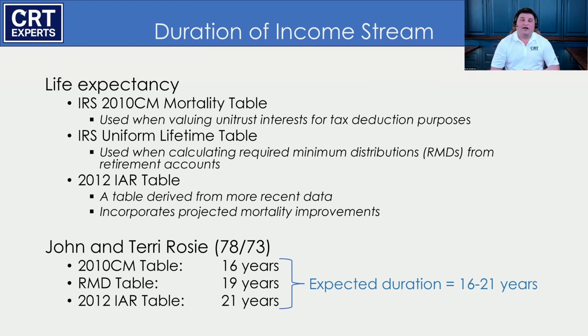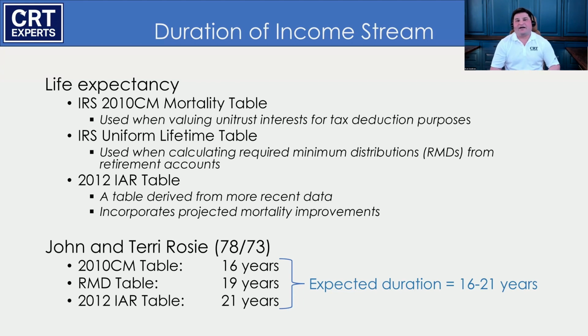It's derived from the mortality of people who purchased annuities. So these individuals have made financial bets on their own longevity, and it also incorporates mortality improvements. What you see here for John and Terry, who were 78 and 73, is that we use these three tables to build a range on the duration. In this case, we got 16, 19, and 21 years for their joint life expectancy.